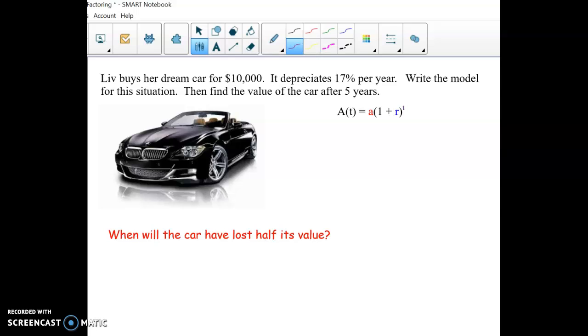Okay, so let's do a percent one. So here's a car, and cars do work like this. They depreciate, or lose value, 17%. Find the value after 5 years. So pause the video and see if you can remember how to do this formula here.